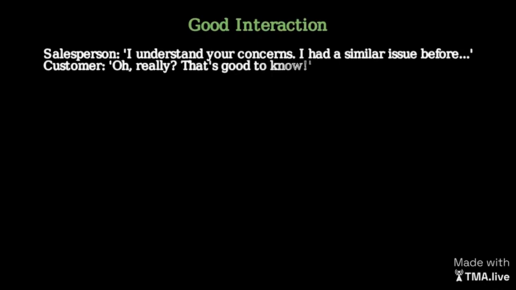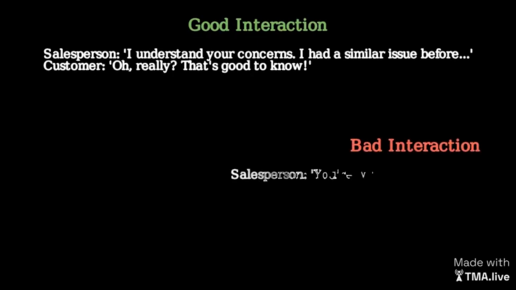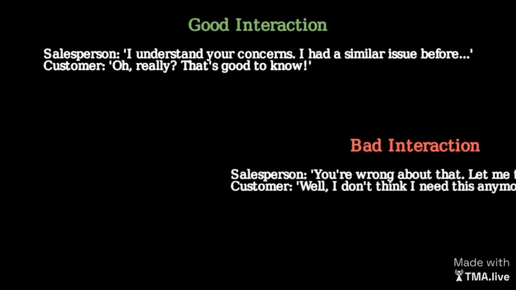Let's look at some examples. In a good interaction, the salesperson shows understanding and finds common ground, leading to a positive response. In a bad interaction, the salesperson is dismissive, leading the customer to disengage.